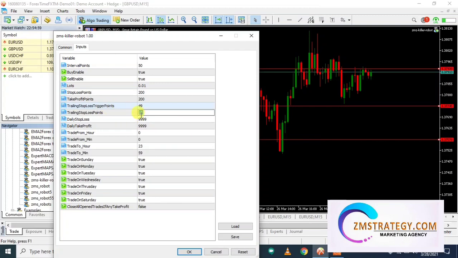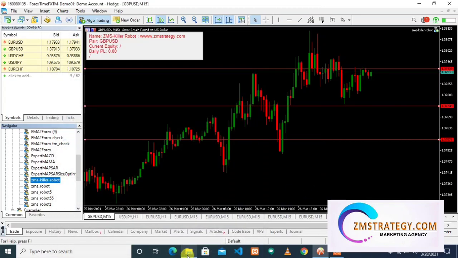But by default, you can leave this to be 99 and leave this to be 99. You can leave all of this to be 99 by default. I've already explained the daily stop loss, take profit, and all these things on the previous video. So by default, you leave the robot like this and upload it to your VPS, to the MT5 installed on your VPS, and this is what you're going to see.